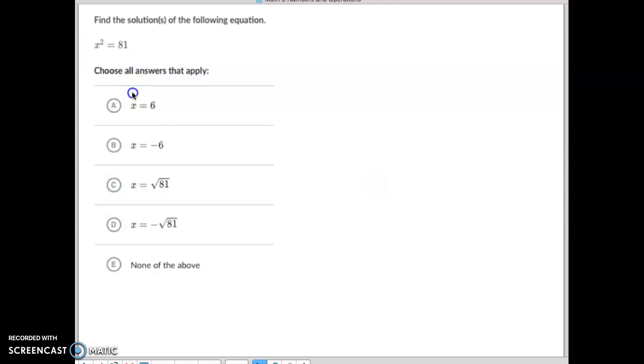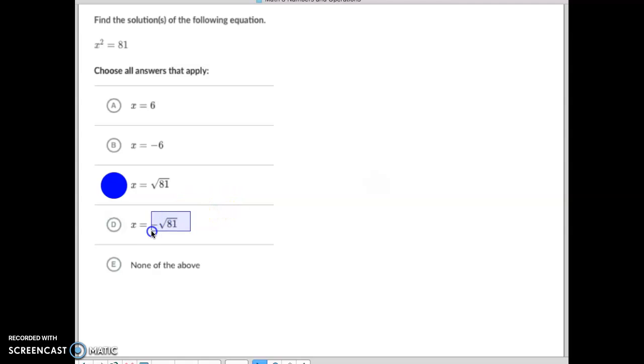Okay, so could x equal 6? No. Could x equal -6? No. This one looks confusing, but just think about it for a moment. What is the square root of 81? Isn't the square root of 81 9? Yeah, so 9, and then you just put up here 9 squared, 9 times 9 is 81. So yes, this one would work just fine.